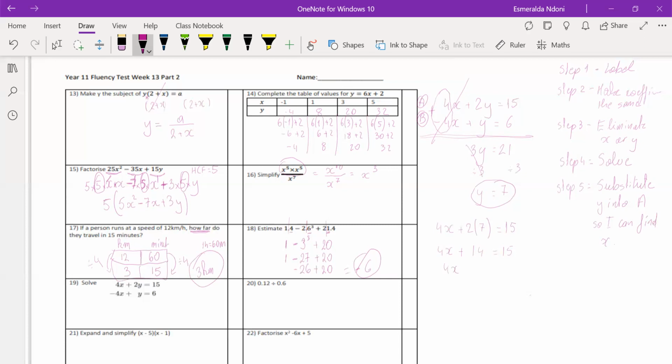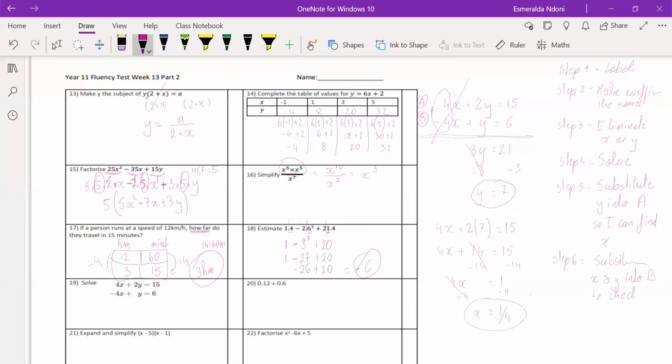Okay, so 4x's, I take away 14 on both sides. So that leaves me with 1. Let's rewrite it there. So 4x's are 1. Now I need to divide both by 4, so then I can eliminate, and x equals 1/4. I found x too, but before I move on, I do the last step to see if I've done it right. So I substitute x and y into B to check.